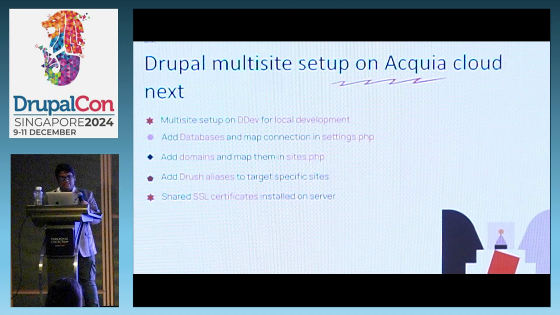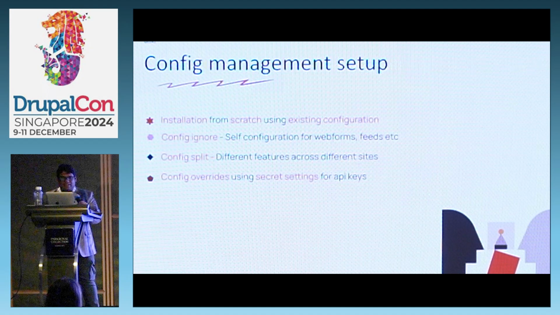We added the databases, then we added the connection in the settings.php file, then we added the domains for each of the sites in the sites.php, then we included individual Drush aliases. And we also got a bonus of shared SSL certificates to be installed on the server, which also helps in reducing the costs.